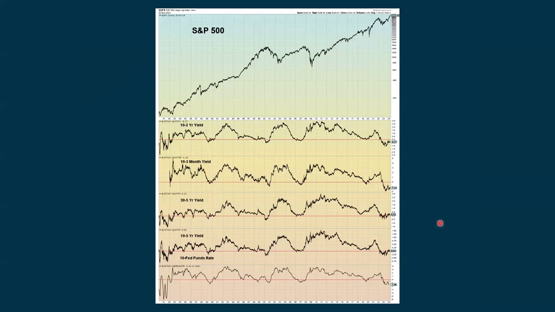And we want to keep an eye on the yield curves, especially these top two. This is the 10 to the 2 year and the 10 to the 3 month. They remain inverted. When they go back to being normal, that's when we usually start the countdown to see if we're going to go into a recession or not.